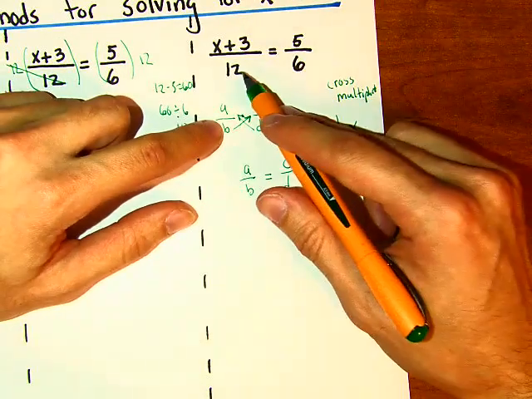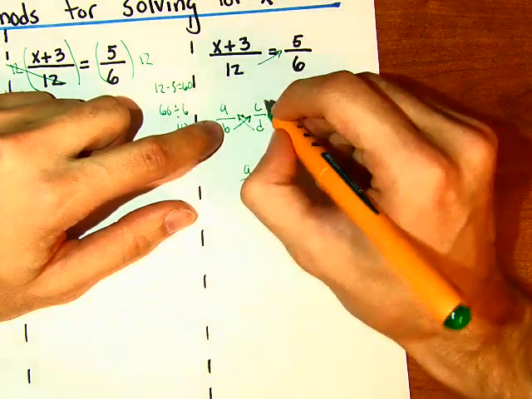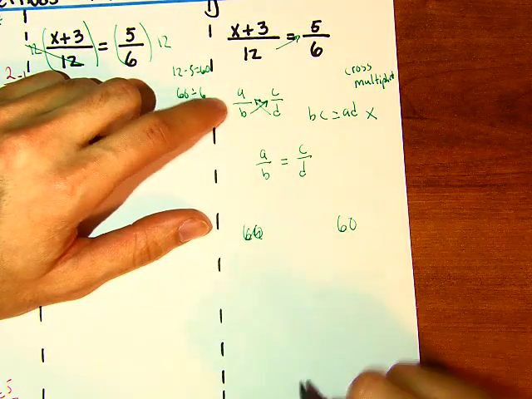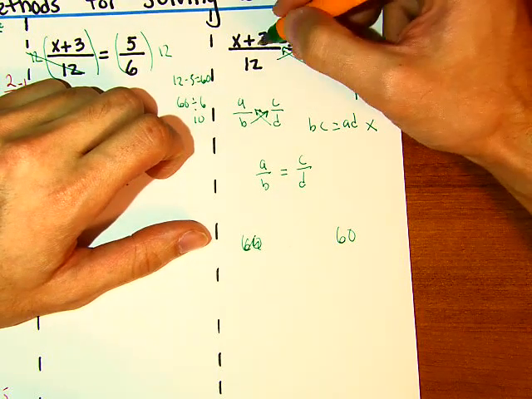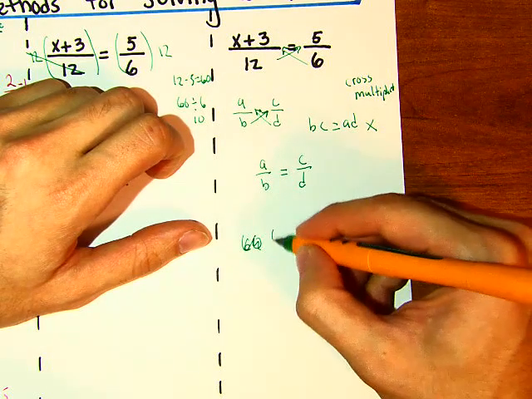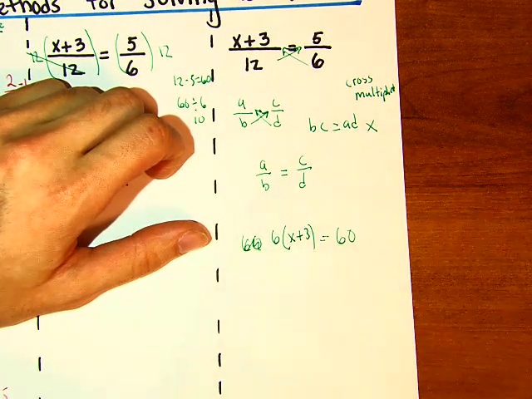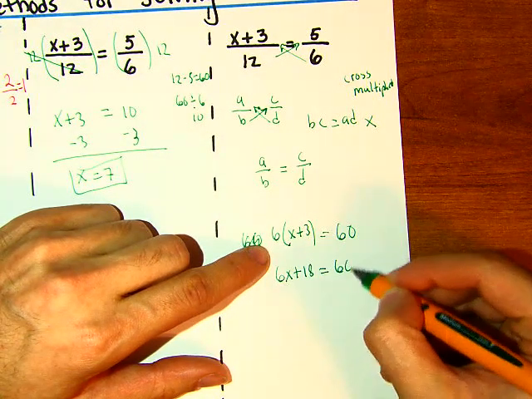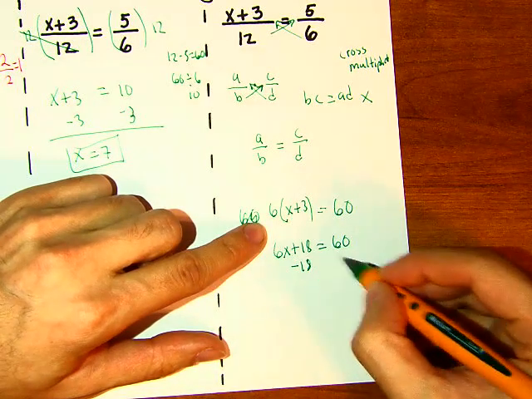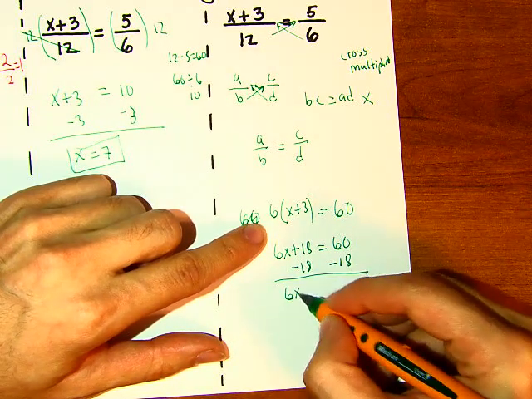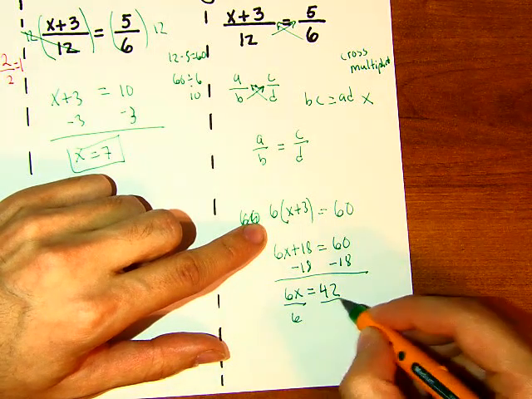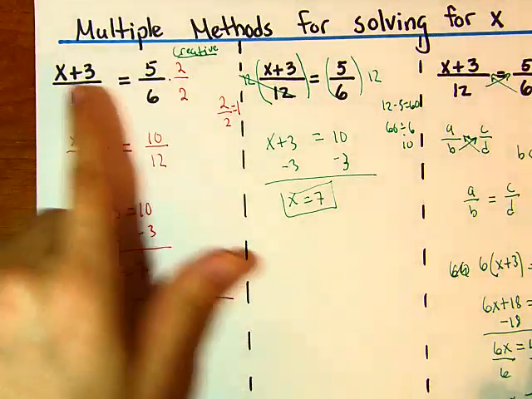So here, let's cross multiply. 12 times 5 is 60. Actually, let's put it on this side. 60 is equal to 6 times x plus 3. And now here, what do we get? We get 6x plus 18 is equal to 60. And then we do minus 18, and 6x is equal to 42, right? And then if you divide by 6, x equals 7. So we did it. We solved this multiple ways.